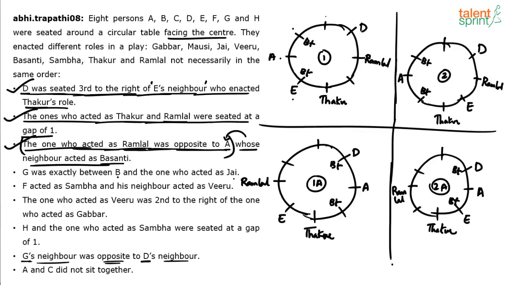Try this one. You see, H and the one who acted as Samba. Who acted as Samba? We know that F acted as Samba. So I can say H and F wasted a gap of 1. There was a gap of 1 between H and F: H dash F or F dash H. Let's try to fix this in the 4 possible arrangements. I mean, see if it is helpful or not. I'm not sure, but let's try that.